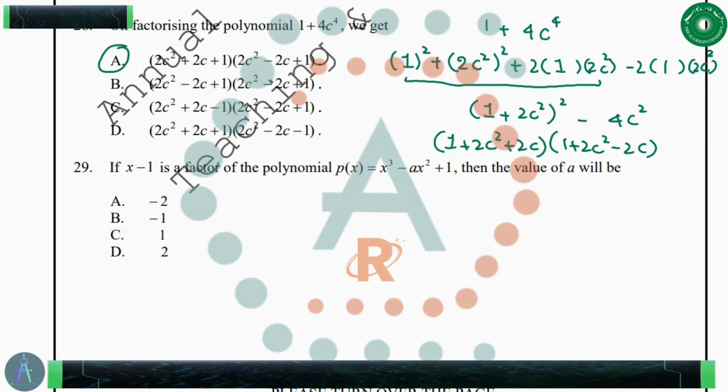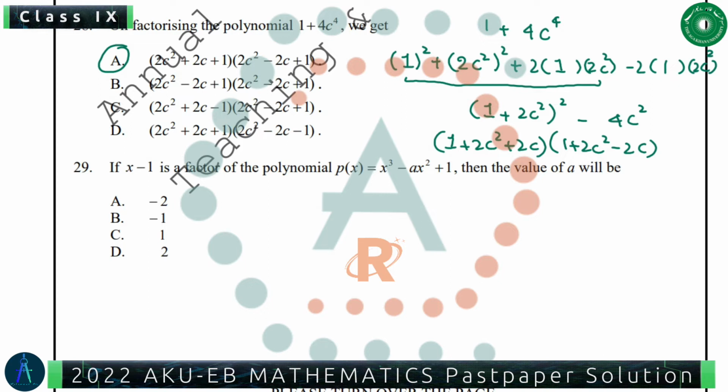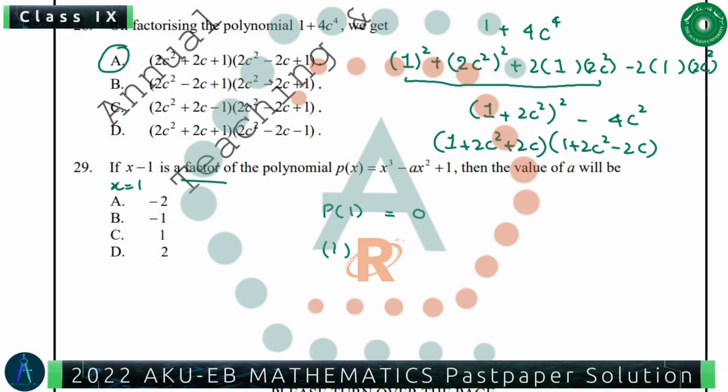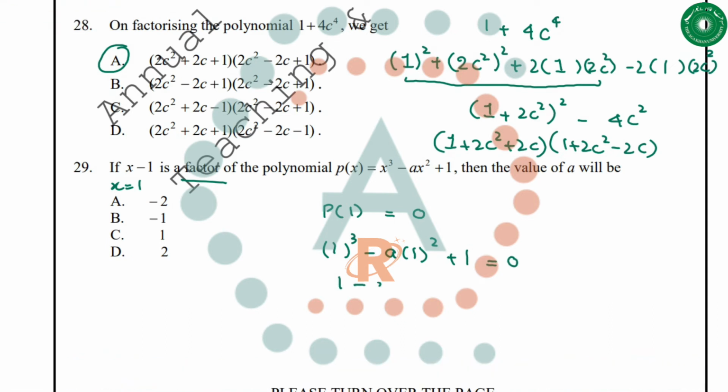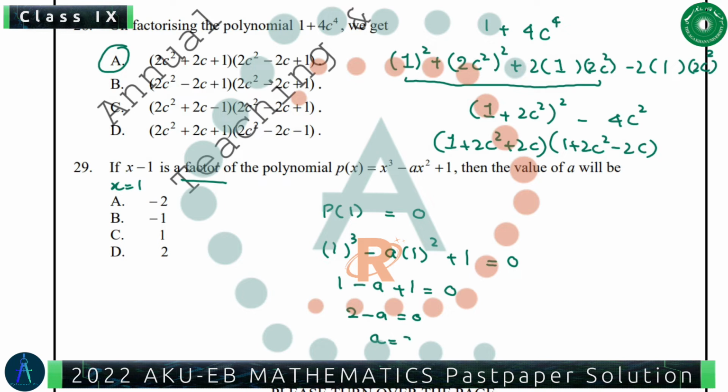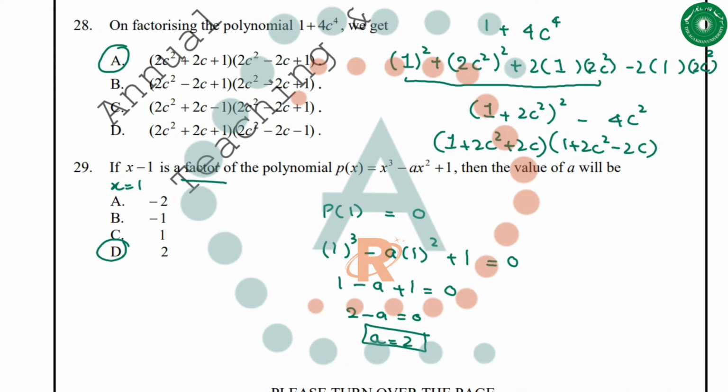If x minus 1 is a factor of this polynomial, we have to find the value of a. So factor means at x equals 1, the polynomial will become 0. P of 1 is equal to 0. So in place of x we put 1 in this polynomial. 1 cube minus a into 1 square plus 1 equals 0. So 1 minus a plus 1 equals 0. 2 minus a is equal to 0. So the value of a will be equal to 2. So the correct answer is option D.